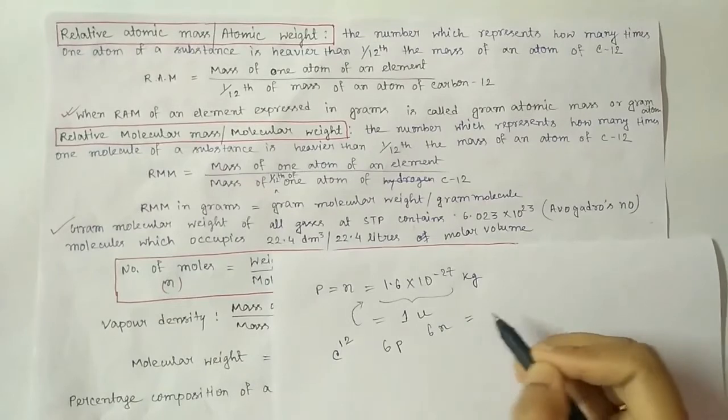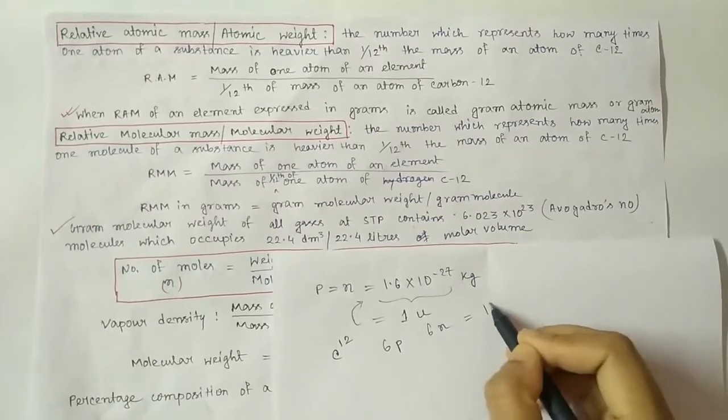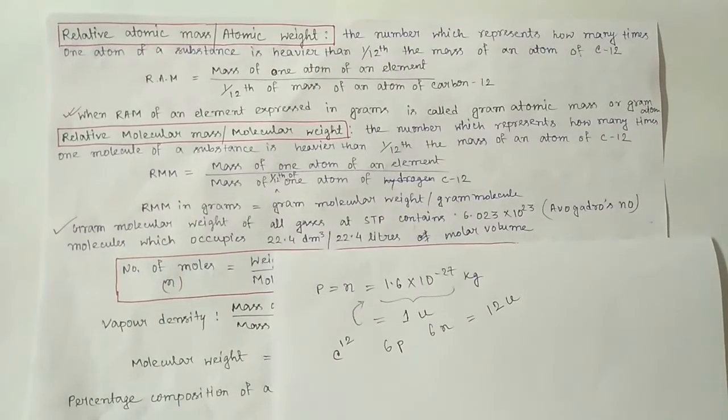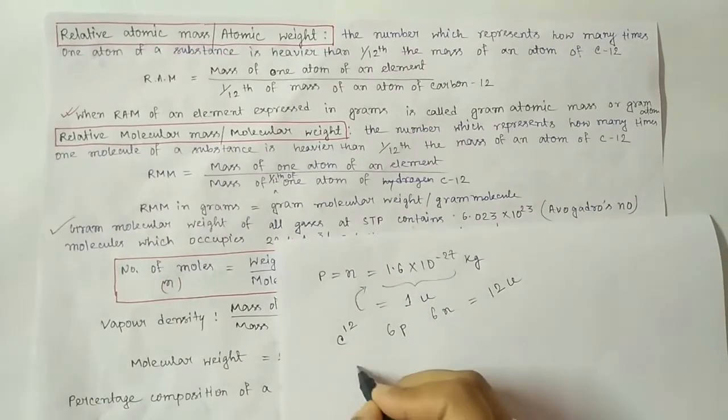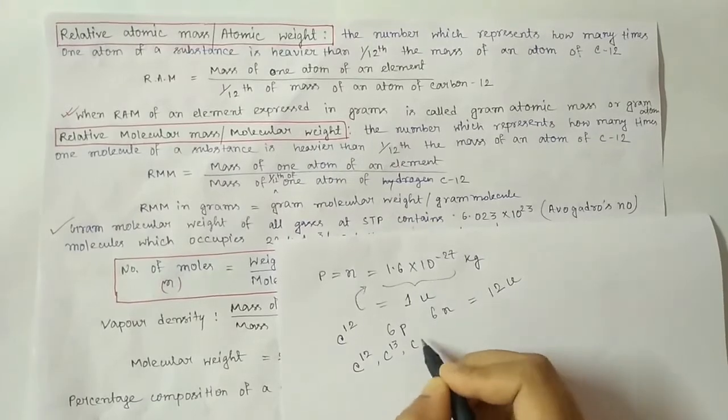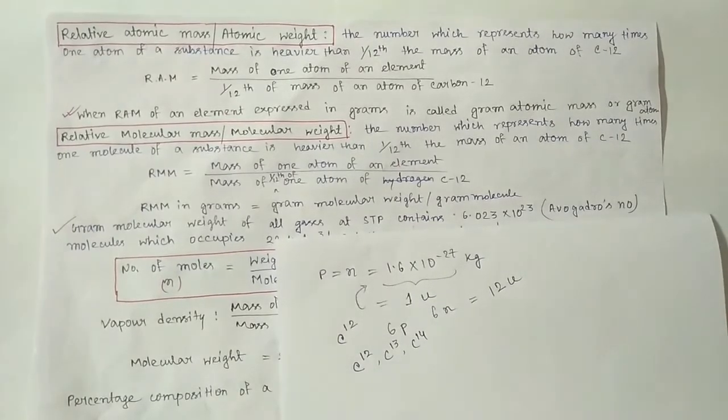So we can say that its atomic mass will be 12 U. So thus we can determine the atomic mass of any atom. But most natural elements are a mixture of two or more isotopes. For example, even carbon is a mixture of C12, C13 and C14 isotopes.